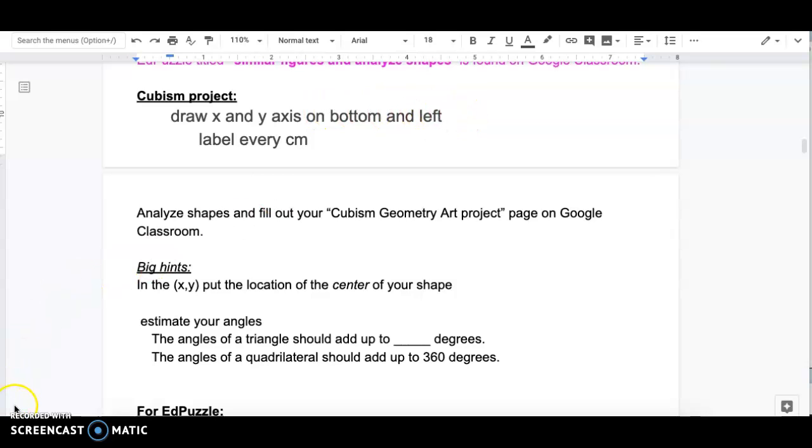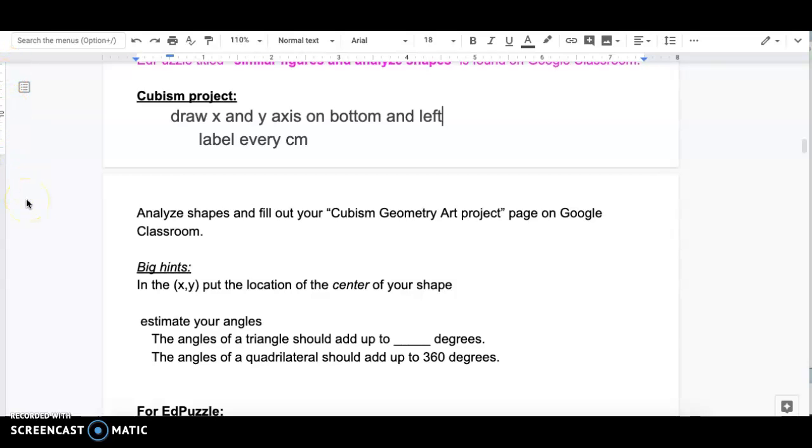So your X axis goes across the bottom, and you're going to measure it in centimeters from left to right, and you're going to just put a 1 where 1 centimeter is, a 2, a 3, a 4 across there. Same thing on the y-axis on the left. You're going to start with 0 at the very corner, and you're going to do a 1, 2, 3, 4, all the way up the side of your paper.